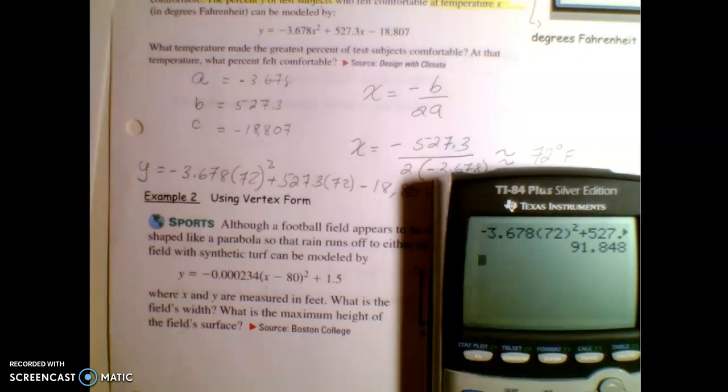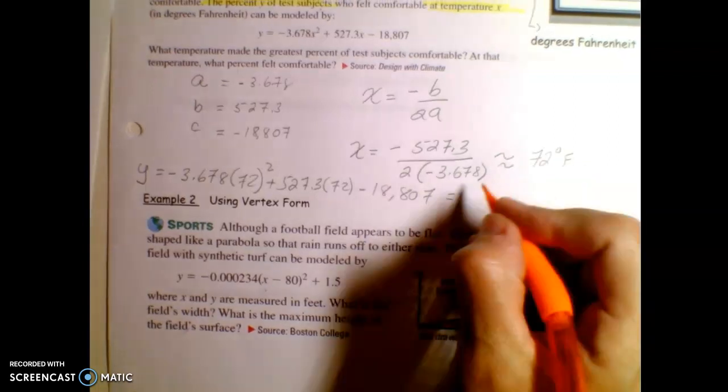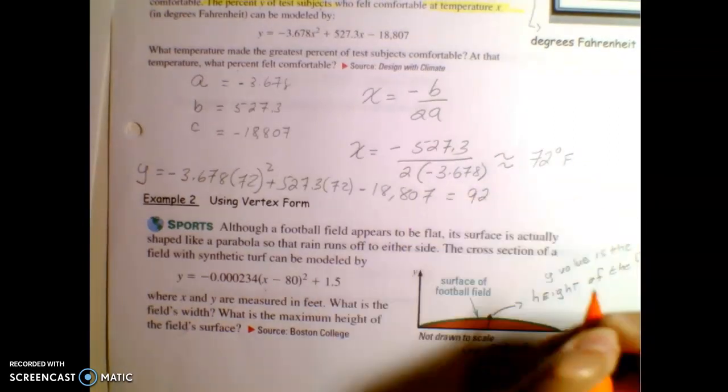Okay, so now I've approximated here by putting in 72, and this is what my answer is. So again, I'm going to round to the nearest whole number. So if this is 91, I'm going to round that up to a 92. I want you to practice using the graphing calculator and see if you get the same answer that I got, because I want you to be really comfortable with this.